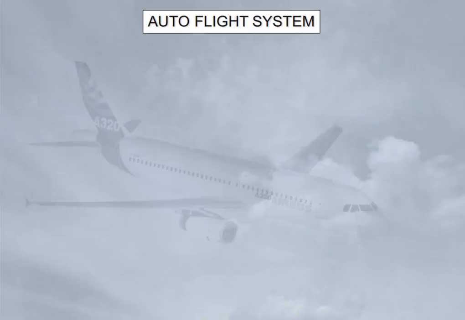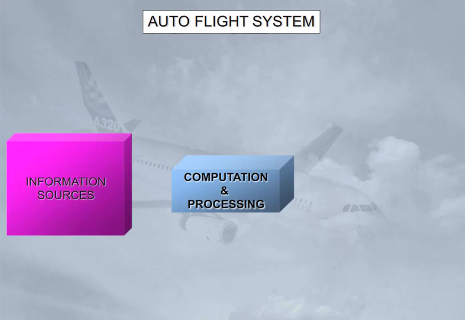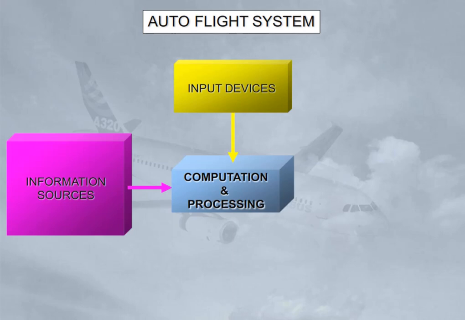The AFS could be represented as four main sections. At the heart of the system is a computation and processing section, the brain. The central processing section has access to several information sources. The pilots have access to the central processing section via input devices. Finally, after computation and processing, commands are provided to output devices.